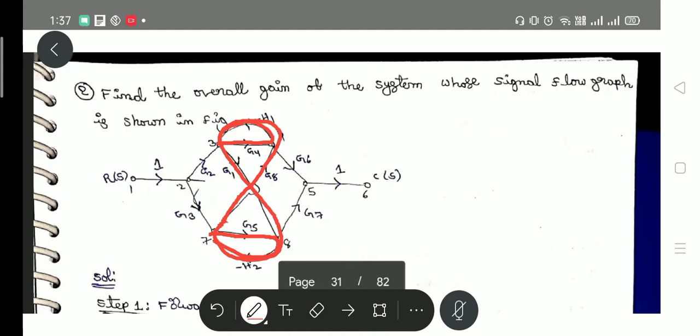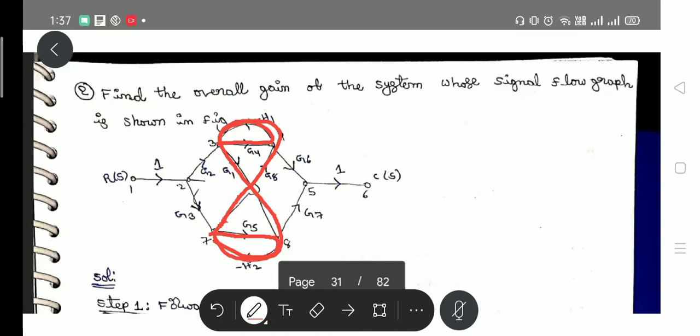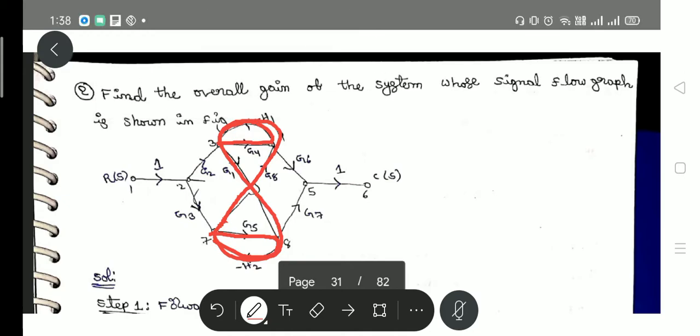Other than these 3, are there any loops in the signal flow graph? Anyone tell me? Are any loops there? Three, four, one loop; 7, 8, one loop; and 3, 4, 7, 8, one loop.